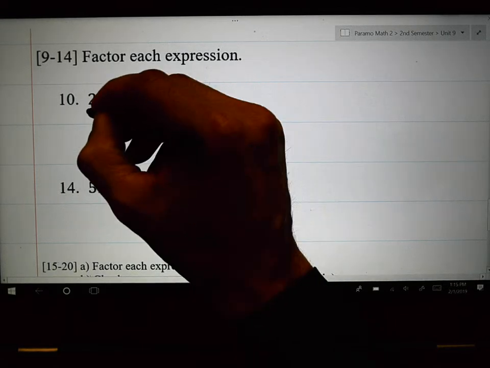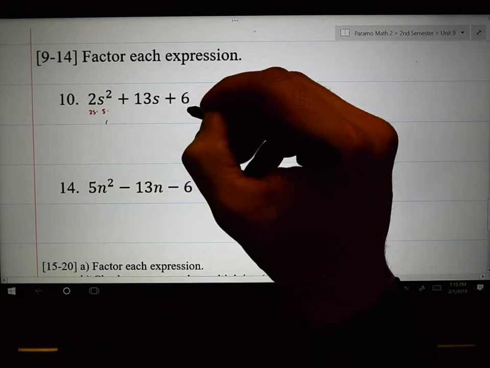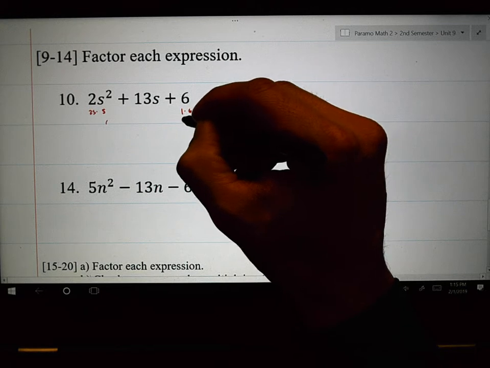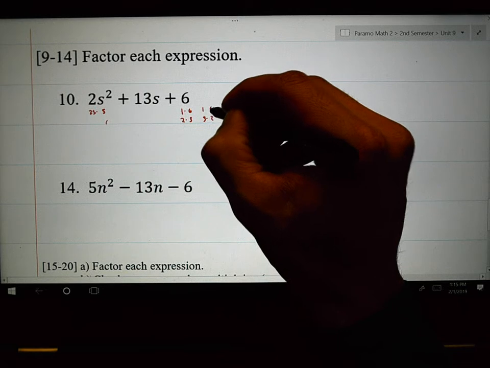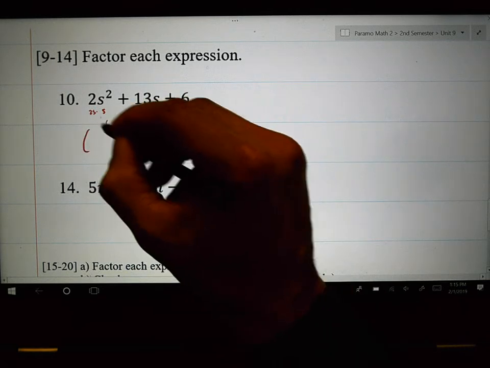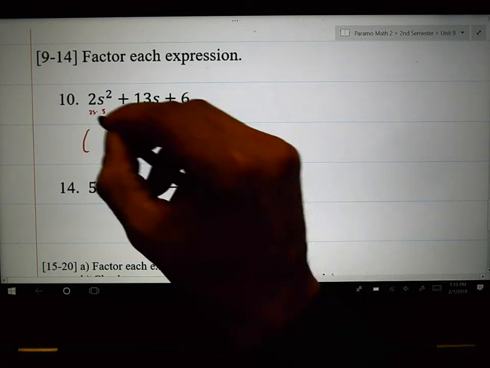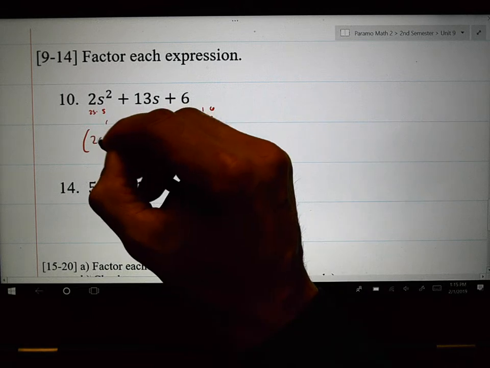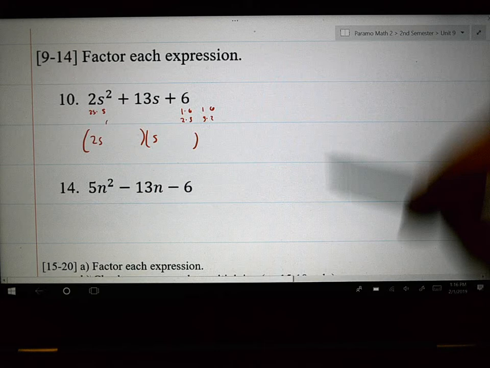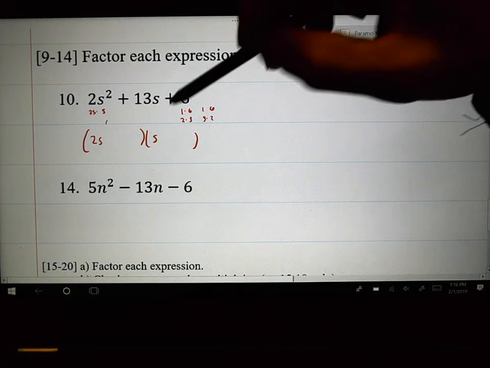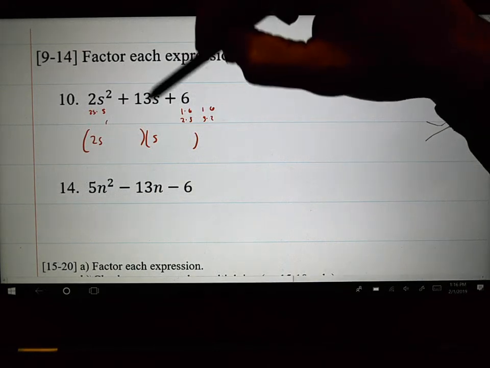First thing I'm going to do is I know I have to split this up. I know there's different possibilities here. I know that there is 2 times 3, 3 times 2, 1 times 6, and then we have 2s and s, and I don't need to change that order, but I do need to change these orders over here. So this times this is that. What we're looking for, which combination will add to this middle term here?